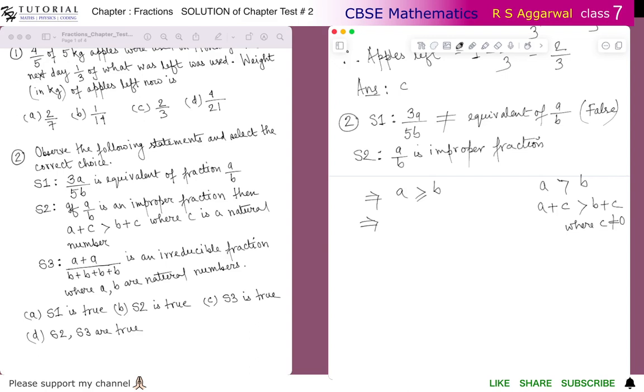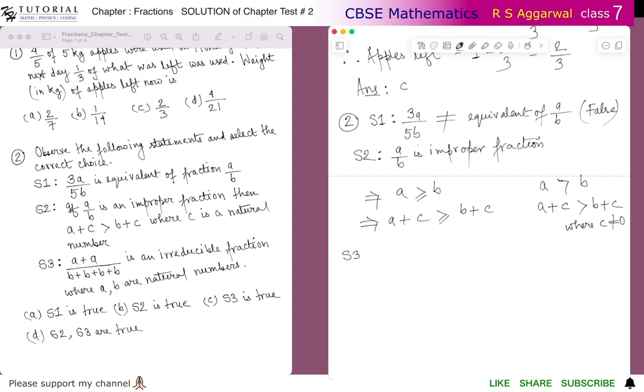So if A is greater than B, then we have A plus C greater than B plus C. So from A by B being an improper fraction, we have A greater than or equal to B. We can add C on both sides, and it is given that C is a natural number, so definitely C is greater than 0. So we will also have A plus C greater than or equal to B plus C. In the question it is given as greater than, but actually it will be greater than or equal to. Okay, let's see.